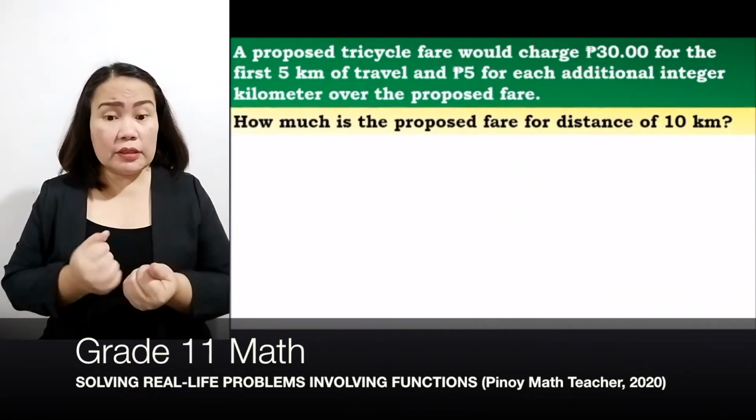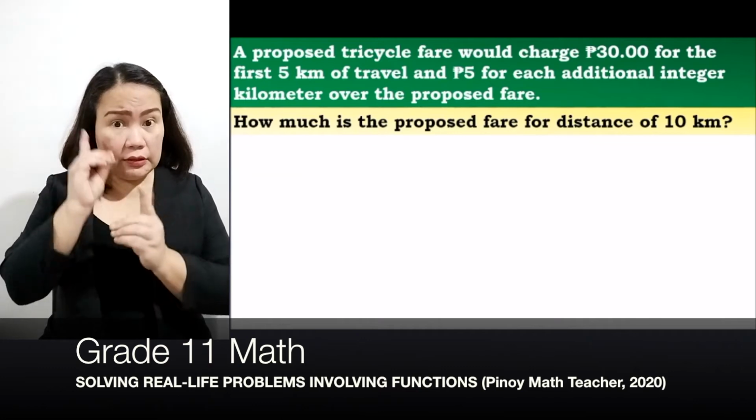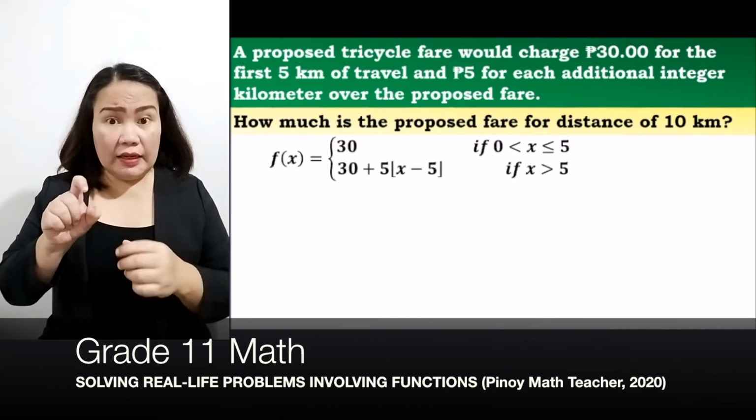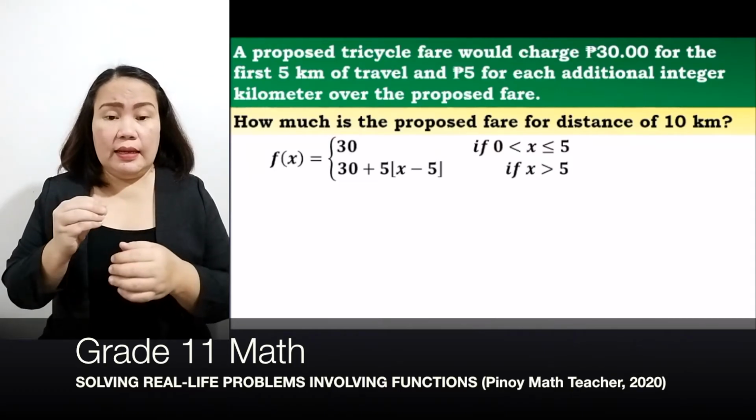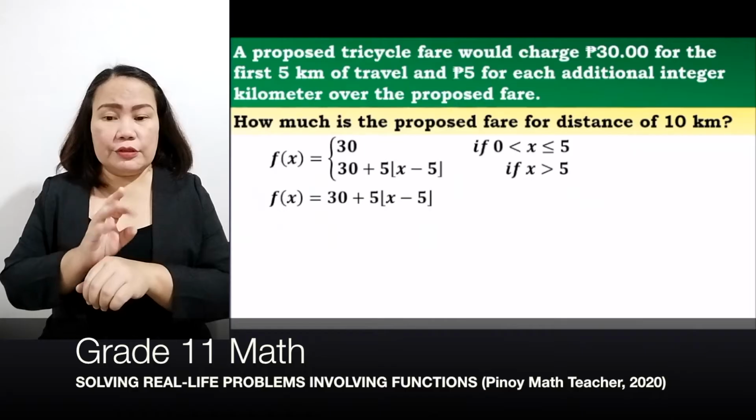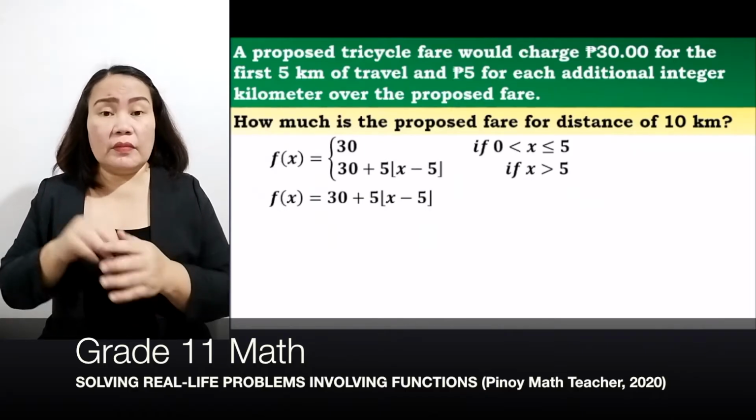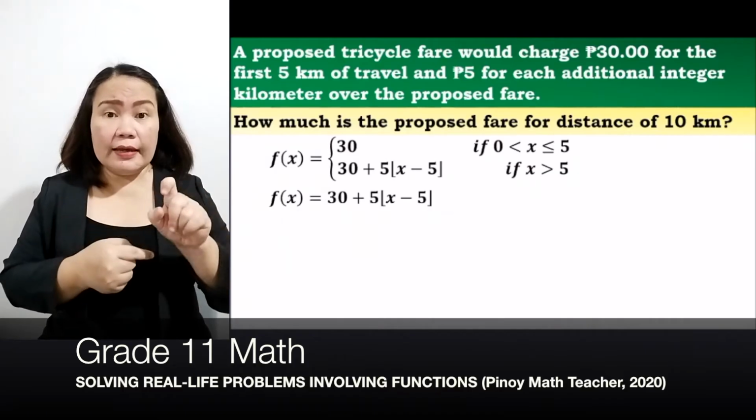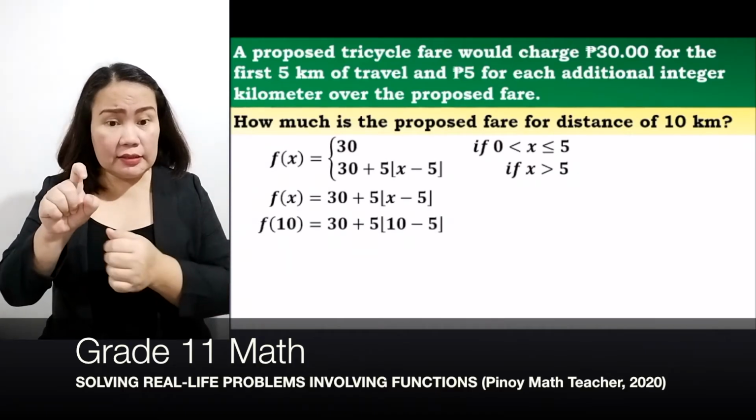How much is the proposed fare for distance of 10 kilometers? X equals 10 and 10 is greater than 5. Ibig sabihin, ang gagamitin nating function ay f of x equals 30 plus 5 times the greatest integer of x minus 5. Palitan natin lahat ng x dito ng 10.